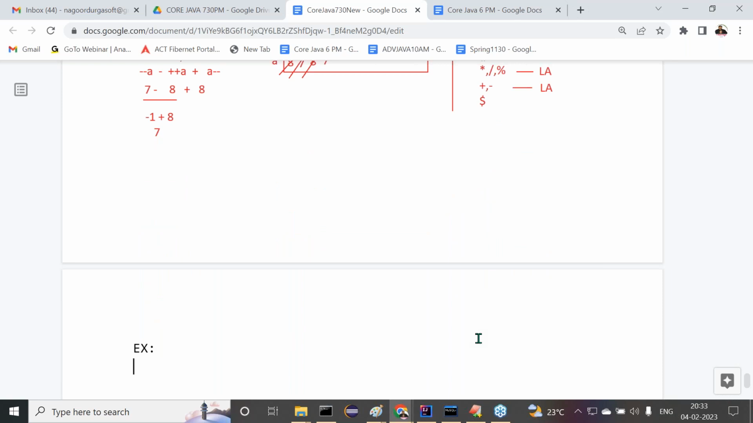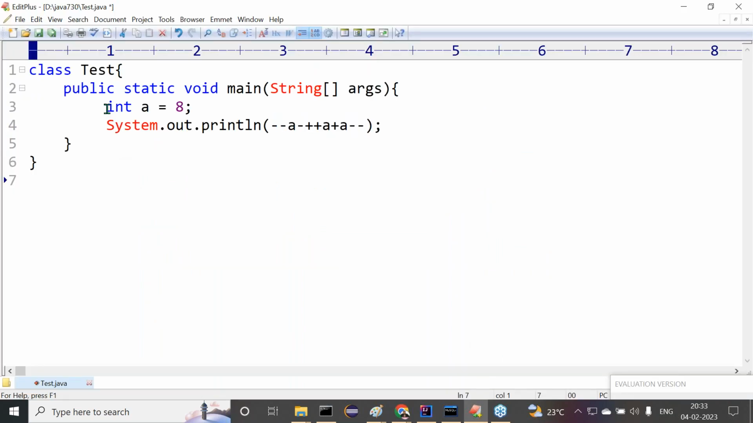Next example. int a is equal to 6. System.out.println of a plus plus minus plus plus a star minus minus a plus a minus minus.